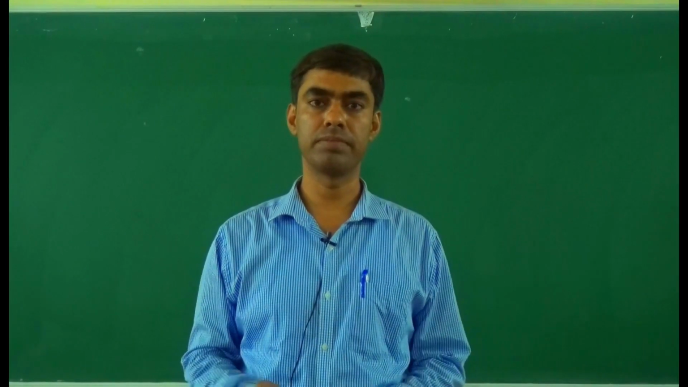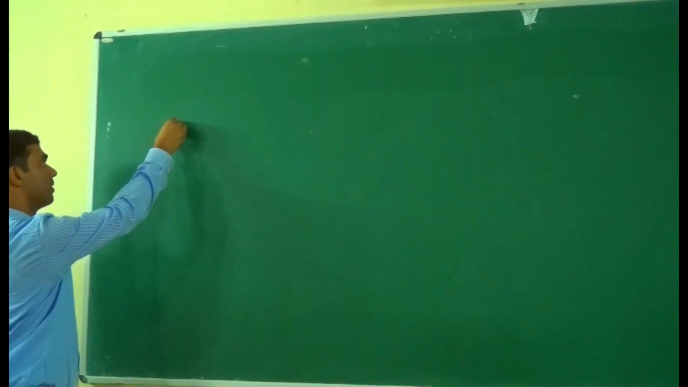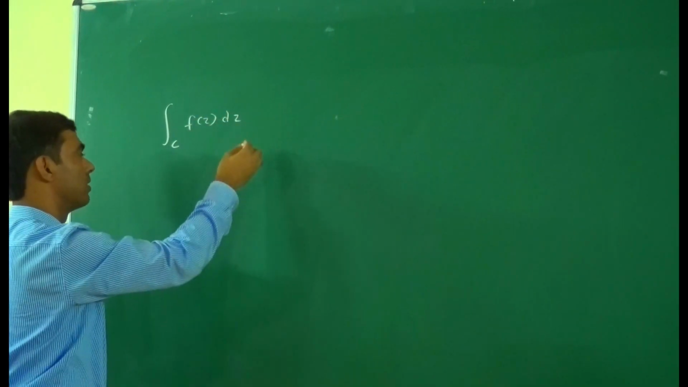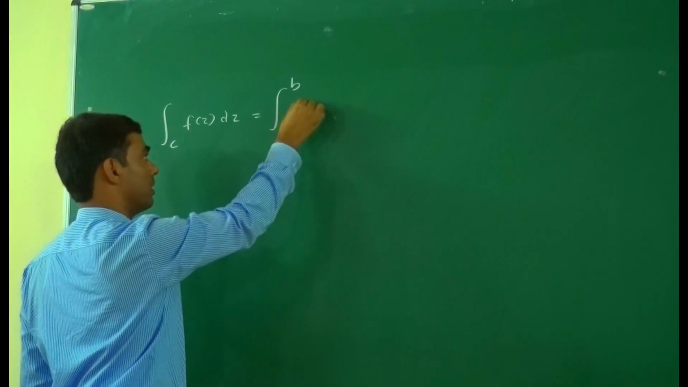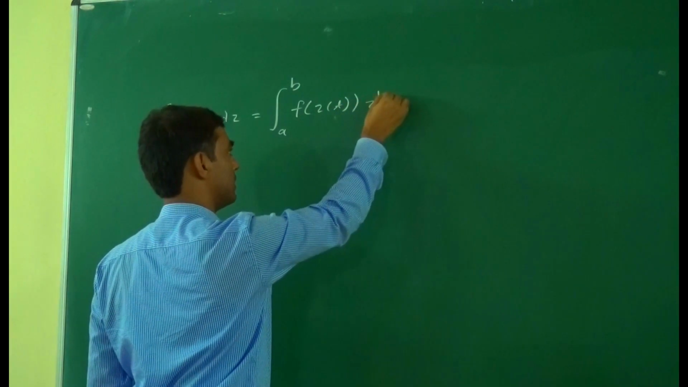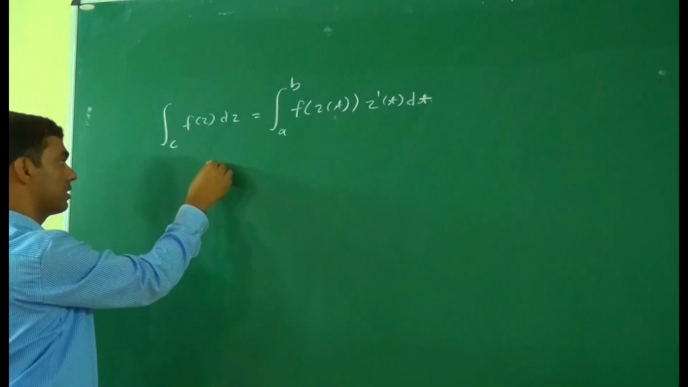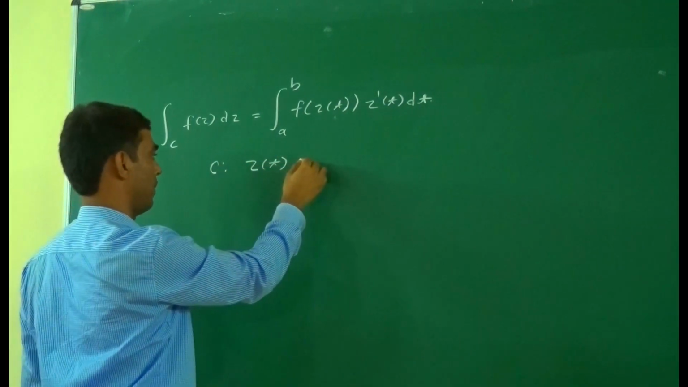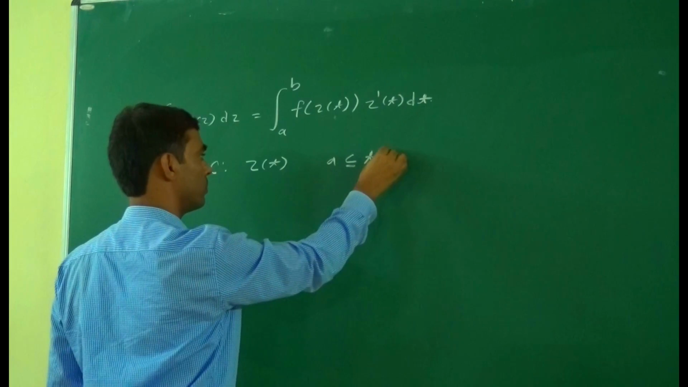Let us discuss some properties of a contour integral. As we defined, the contour integral over C of f(z) dz in parametric form can be written as the integral from a to b of f(z(t)) z'(t) dt, where C is a curve such that z = z(t) and t ranges from a to b.